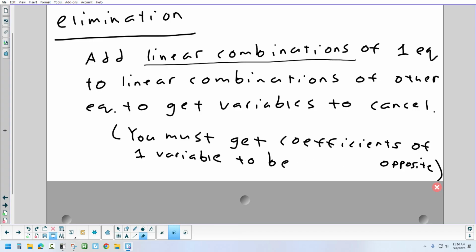So our goal is to get the coefficients of one variable to be opposites. So what do I mean? Well, if you had a 3x in the top equation, I'd like a negative 3x in the bottom equation. I'm going to try to get them to cancel.